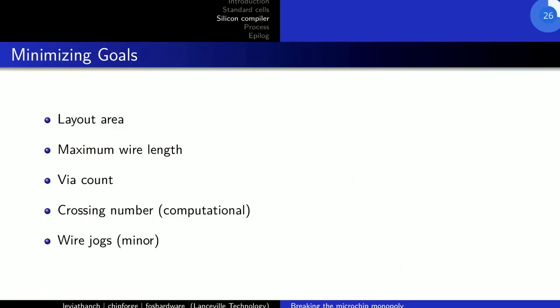The minimizing goals of this optimization problem are layout area, which is the most critical one, because this is what maximizes yield; the maximum wire length, because it's about resistance; and the wire count, which you want to keep very small, but you want to allow for wires. The crossing number is a computational thing. It doesn't really matter for the implementation on the silicon. And you also want to minimize wire jogs, which are bends in the wire.